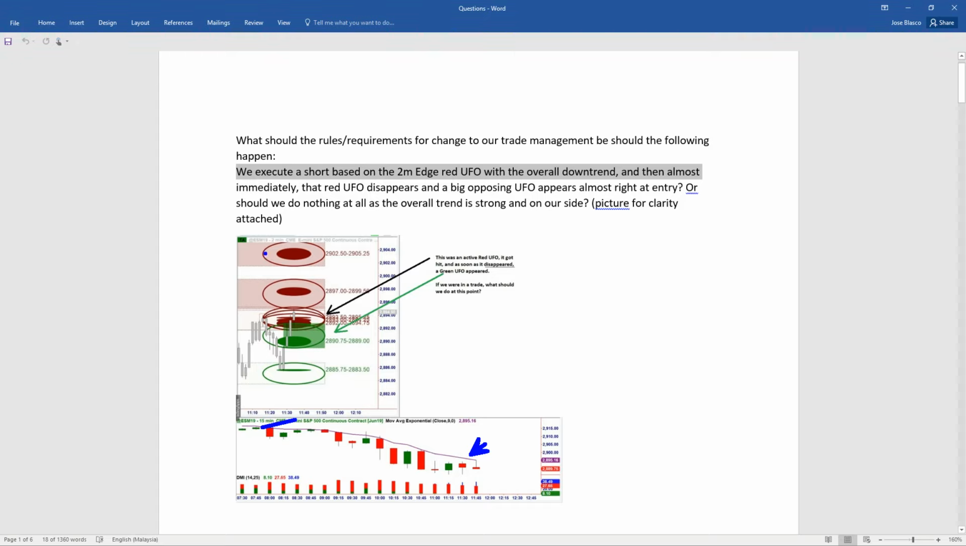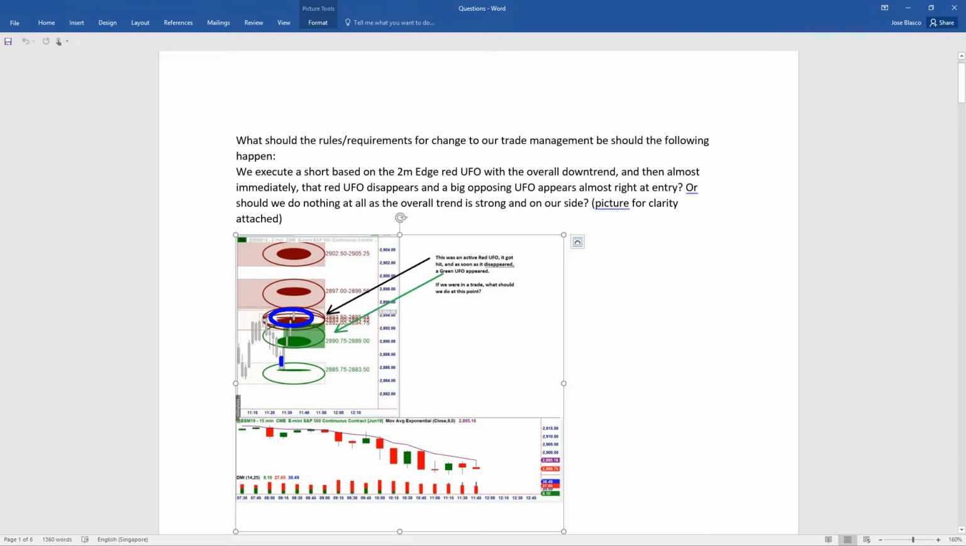So on the edge time frame, which in this case is a 2-minute time frame, we have red UFOs. Okay, so what if you execute a short based on that 2-minute edge red UFO with the overall downtrend, and almost immediately that red UFO disappears and a big opposing UFO appears almost right at the entry? In other words, you had a red UFO right here. Let me redraw this. You had a red UFO right here.